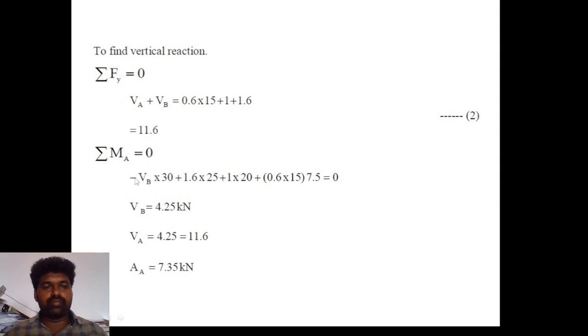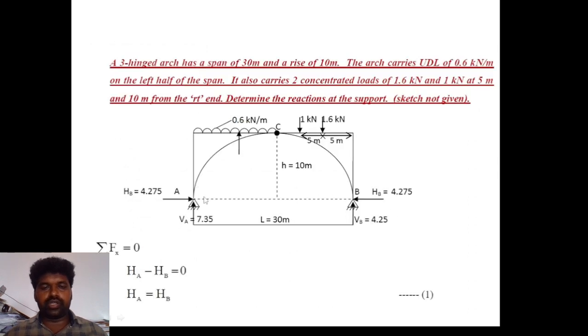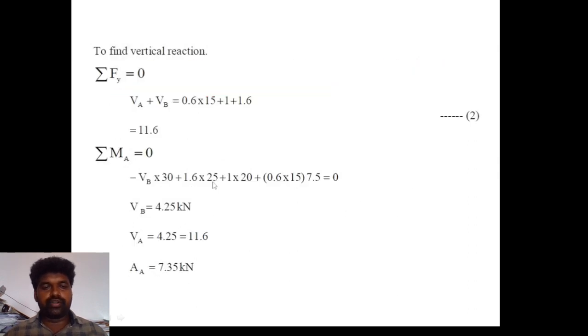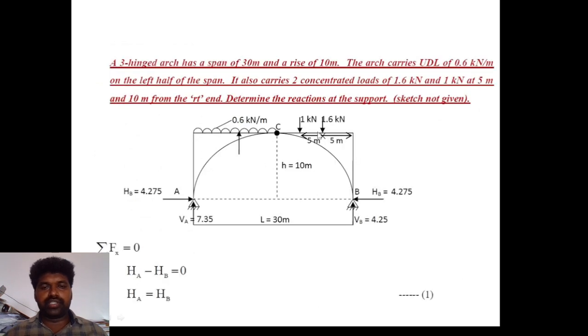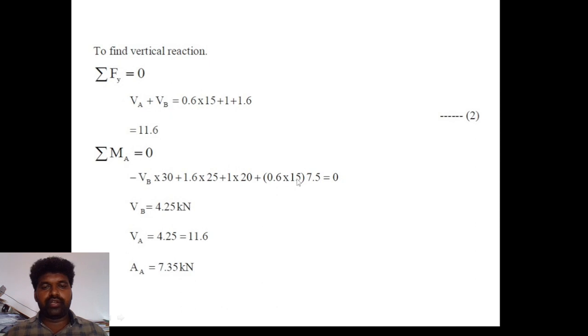Summation of moment at A equal to 0: minus Vb into 30. Vb means the vertical reaction at B into the total distance 30, and here 1.6 into 25. That is 1.6 into 15 plus 10, so totally 25, and 1 into 20, and 0.6 into 15 into 15 by 2, that means 7.5, equal to 0. So vertical reaction B equals 4.25 kN, and the vertical reaction at A equals 11.6 minus 4.25, which equals 7.35 kN.